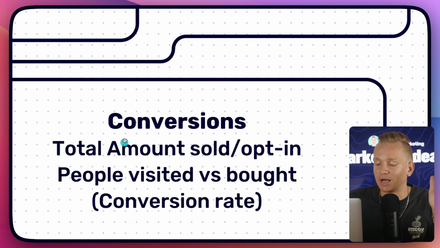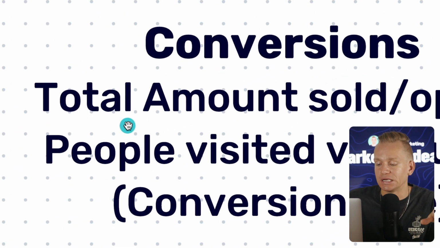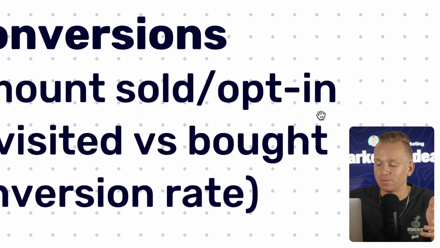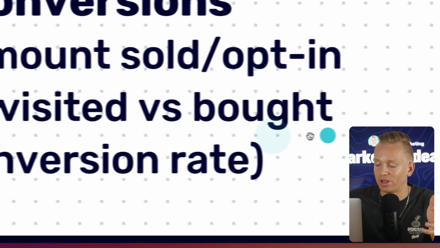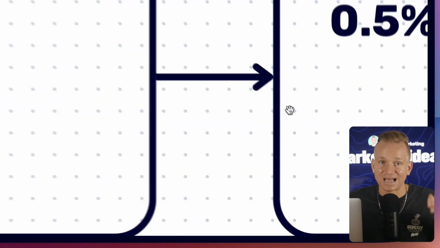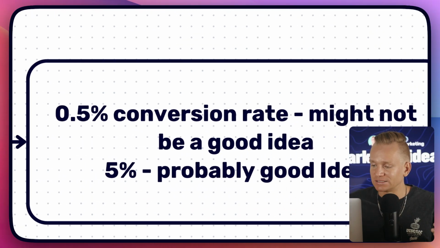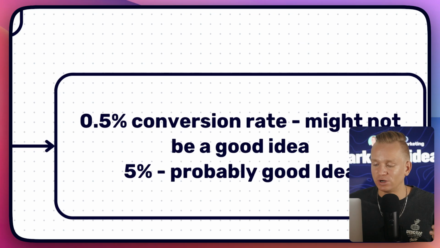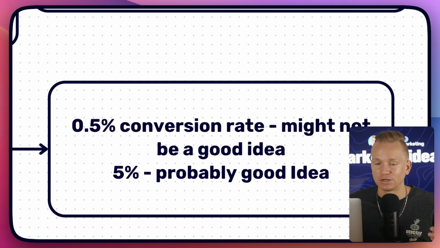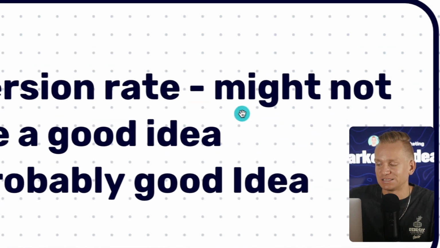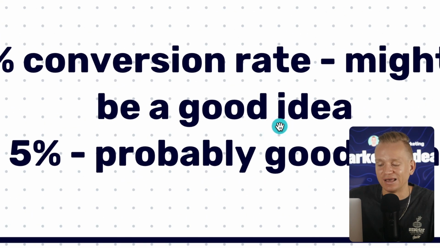So let's talk quickly about the conversions. Conversions is the total amount sold, or opt-ins if you're just collecting people's emails: people who visited versus people who bought. That's the conversion rate. So how do we figure out whether the offer is good or not? Honestly, it's super difficult because it really depends on your niche, your offer, your pricing, all of those kinds of things. One thing I will say is that if you get a 0.5 conversion rate, it's probably not a good idea. That is very low.